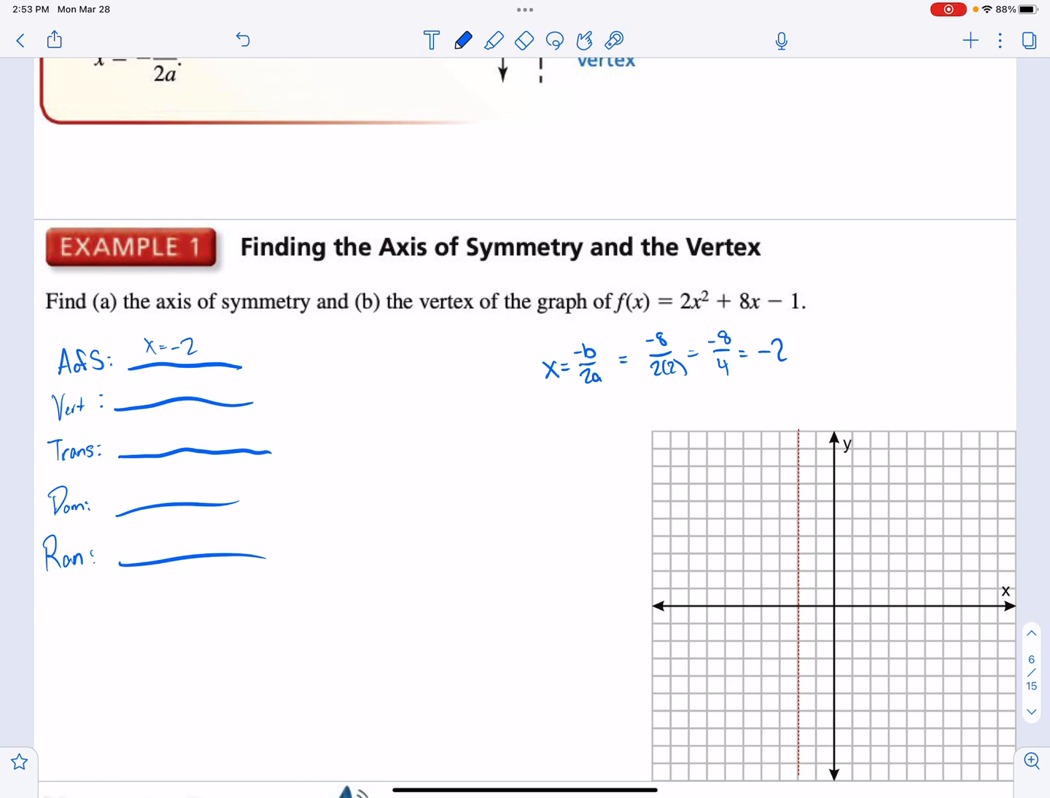So in order to find my vertex, I need to plug negative 2 into my function. So I'm going to say my function evaluated at negative 2, and I'm just going to plug it in. 2 times negative 2 squared plus 8 times negative 2 plus 1. So negative 2 squared is 4. 8 and negative 2 is negative 16 plus 1. Hopefully this fits. 8 minus 16 plus 1. So that's going to be 9 minus 16, which is 7. So at negative 2, I'm already up at 7.